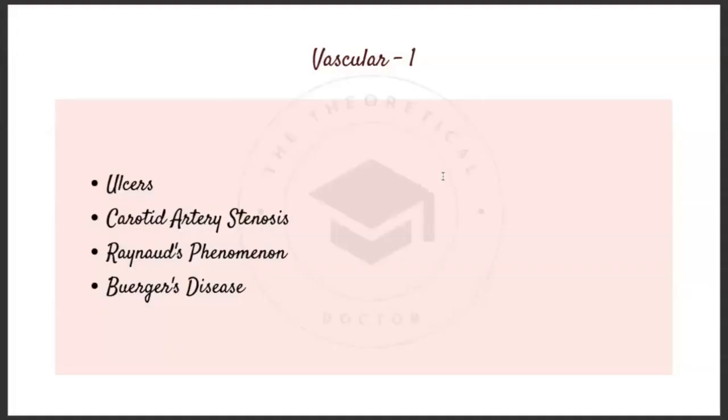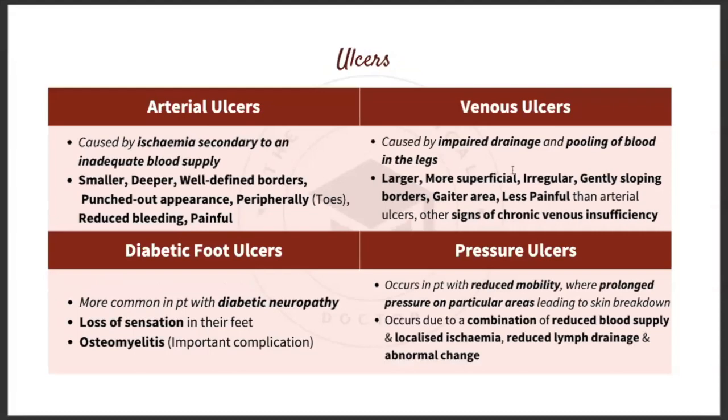Let's begin. In this video, we will be covering ulcers, carotid artery stenosis, Raynaud's phenomenon, and Buerger's disease. The first one, ulcers. So this is just an overview about several types of ulcers. The first one, arterial ulcers.